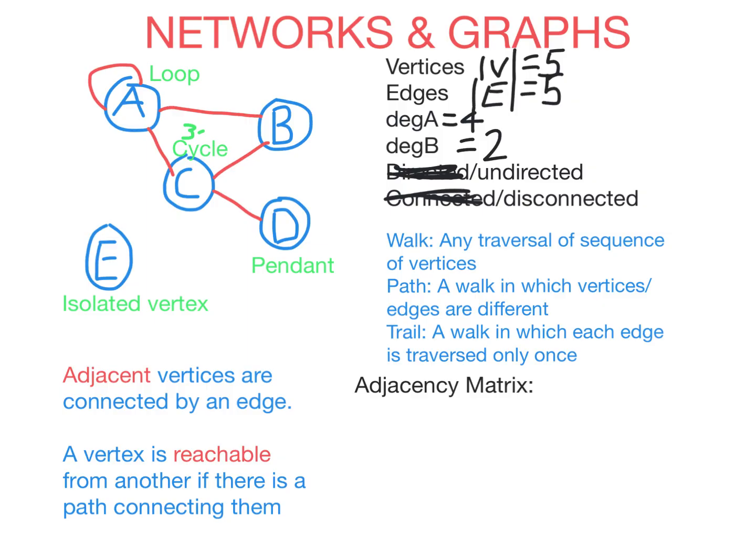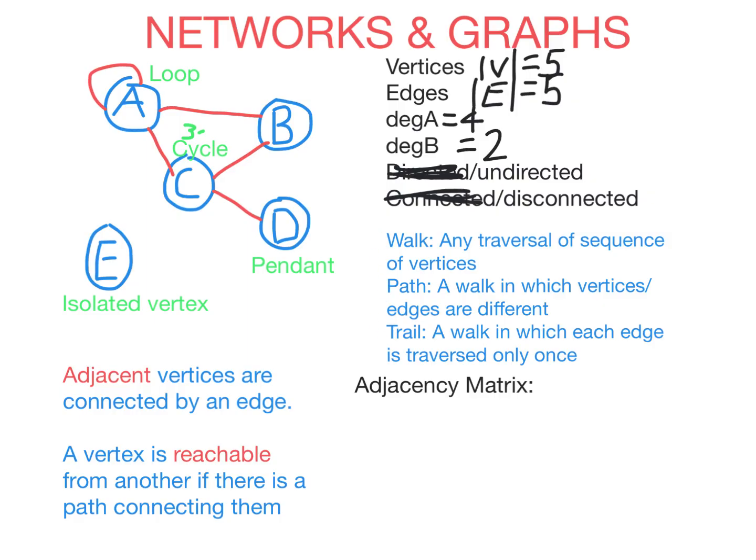Now, I'm going to define walk, path, and trail, but the problem is there's actually great variability between textbooks as to these definitions. So, for our purposes here, a walk is just any traversal of a sequence of vertices. So, A to B is a walk, A to B to C to D, that is a walk. A path is a walk in which there are different vertices and edges. So something like A to B to C, that's a walk. A trail is just a walk where you don't repeat any of the edges. So A to B to C to D, that's a walk. Again, there is a lot of variability in these definitions.